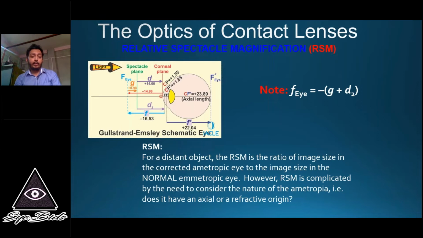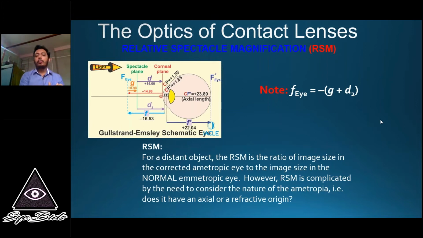Now this one is important. This is the relative spectacle magnification. It is the ratio of the image size in the corrected ametropic eye. Here one thing you should understand: while we are discussing the corrected ametropic eye, previously we discussed only the myope or only the hyperope.